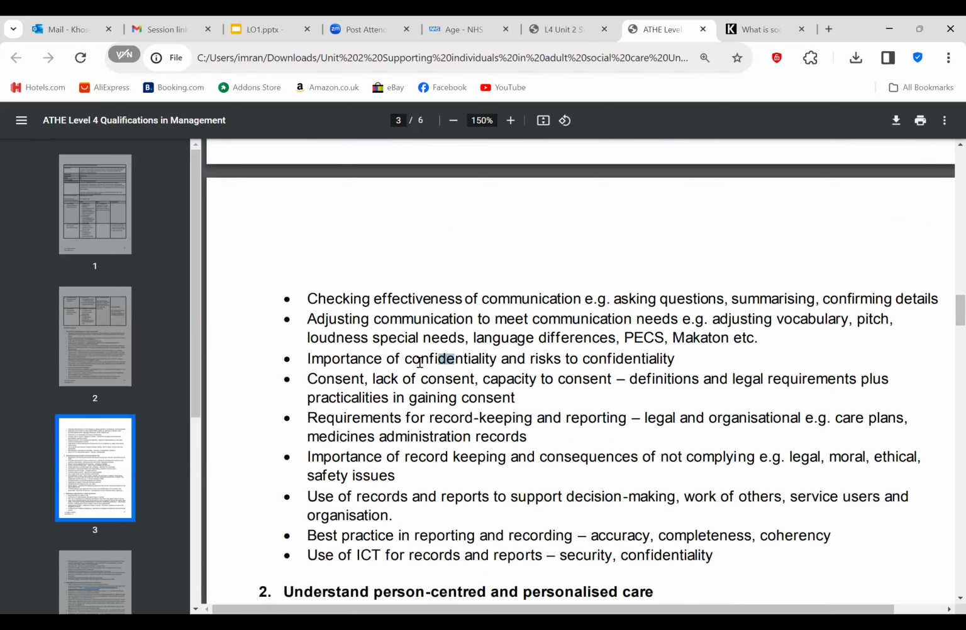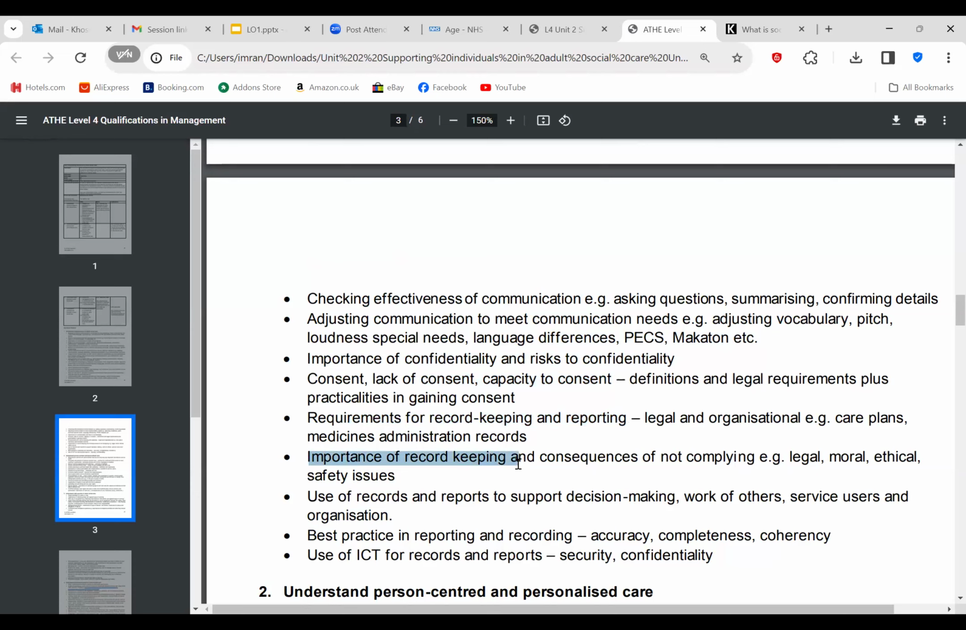Confidentiality and risks to confidentiality, particularly in adults, is very important. Consent, lack of consent, capacity, do they have the capacity to give you their consent, is also very important. Requirements for record keeping and reporting are very important. For every instance, you have to have a record.